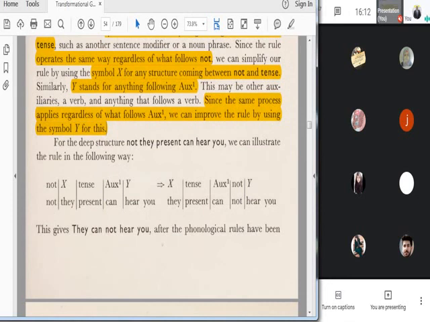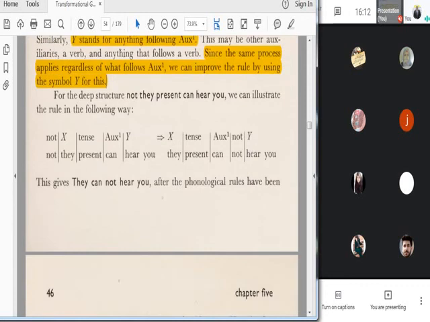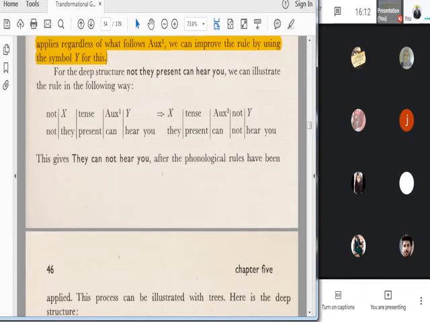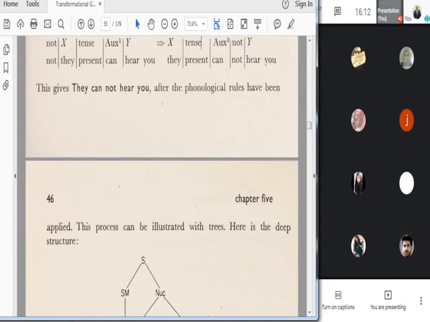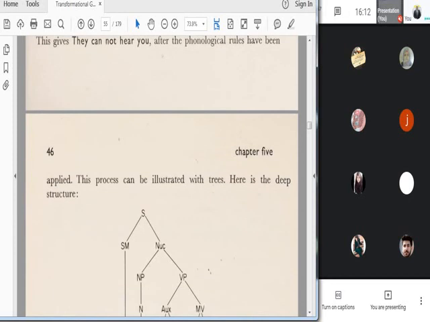For the deep structure, not they present can hear you, we can illustrate the rule in the following way. Not X tense auxiliary 1 Y, which is finalized as X tense auxiliary 1 not Y. Of course, to the left we have the deep structure, and to the right we have the surface structure. Note: they present can hear you, they present cannot hear you. So this gives they cannot hear you after the phonological rules have been applied.